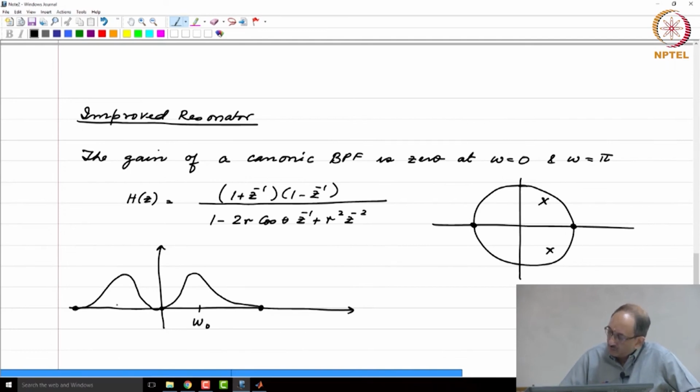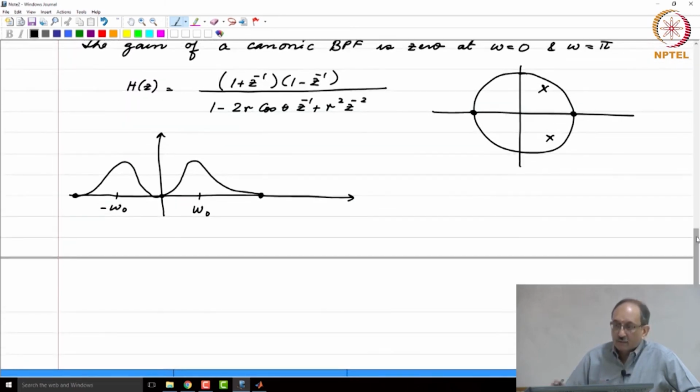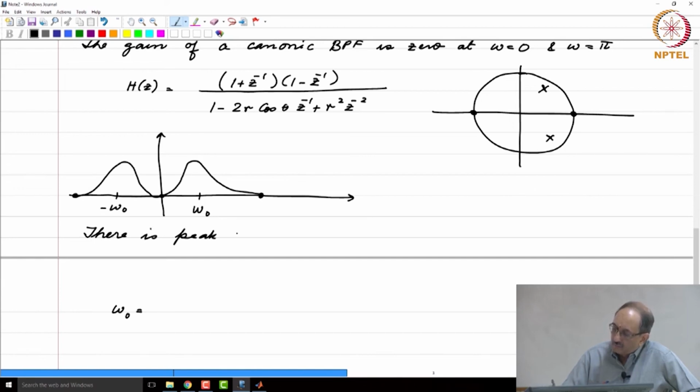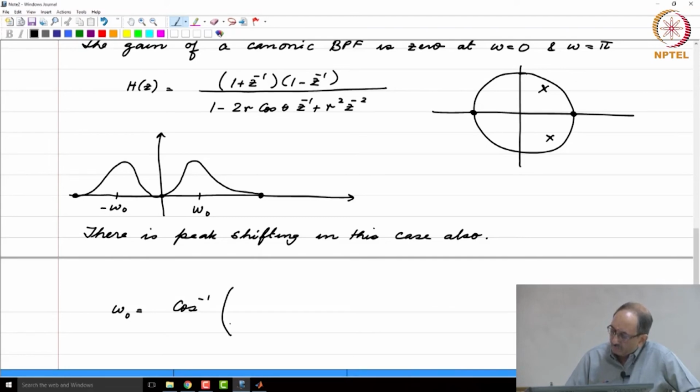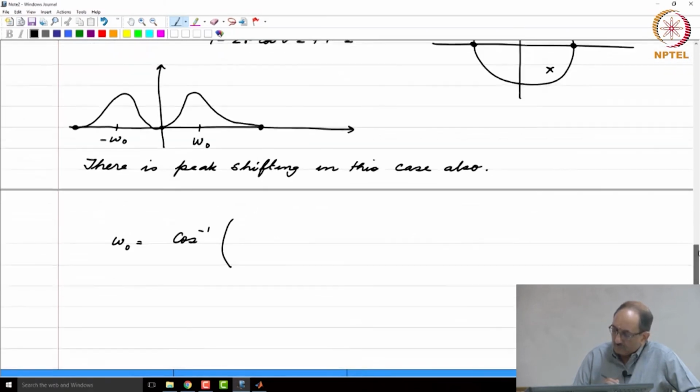Again, the question arises whether the peak occurs at exactly the same location as the angle of the pole, and it turns out in this case also there is peak shifting. And the expression is very similar. It is now 1 plus r squared in the denominator. So, it is 2r by 1 plus r squared cos theta.